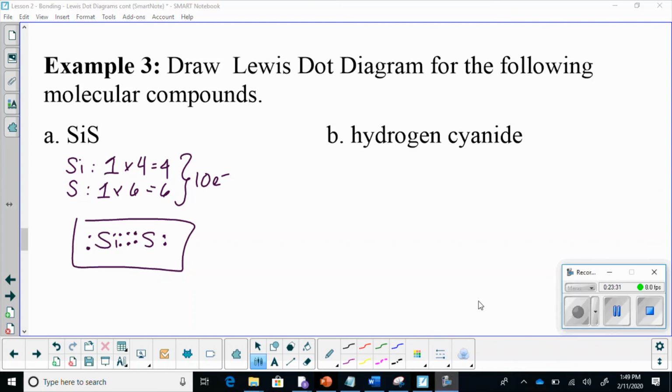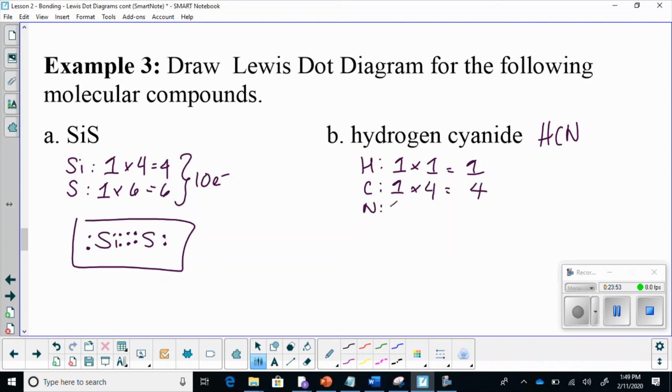We have hydrogen cyanide. Hydrogen cyanide looks like this. Calculate our total valence electrons. Hydrogen, 1 times 1, 1. Carbon, 1 times 4, 4. Nitrogen, 1 times 5, 5. For a total of 10 electrons.